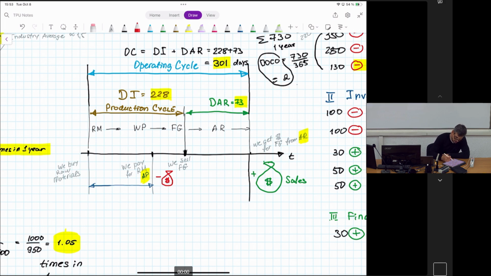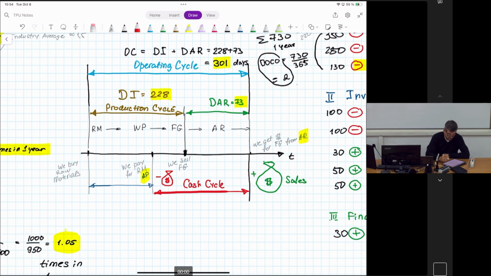Now let's look at what is called a cash cycle. Cash cycle. The idea of cash cycle is this. How long does it take from the moment we lose money till the moment we get money? So from the moment we pay till the moment we receive. From accounts payable to accounts receivable.